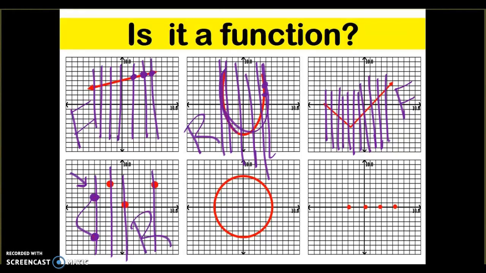And this one, if we draw our vertical lines, it's passing through more than one point. So this is considered to be a relation. When I look at this next one, we're still talking about ordered pairs, but if I draw my vertical lines going through that, I'm not intersecting more than one point. So this is considered to be a function.